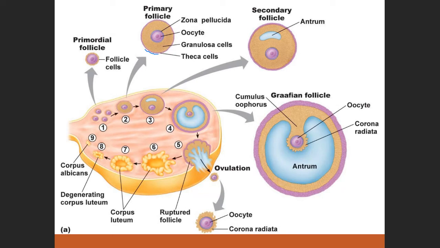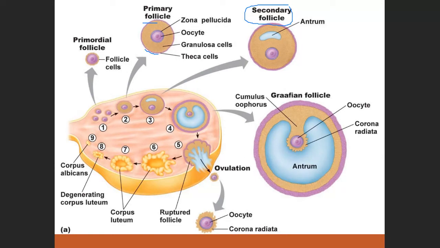We move from our primary follicle into our secondary follicle, and a hallmark physical feature of it is going to be the beginnings of our antrum. Antrum is going to be a fluid-filled portion within the follicle at this point, and it's the first production of that antrum that's going to indicate the maturation into a secondary follicle.